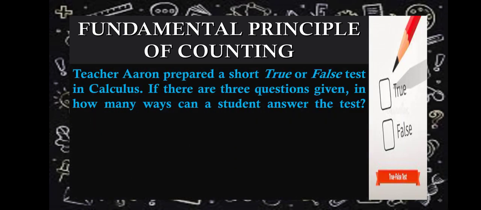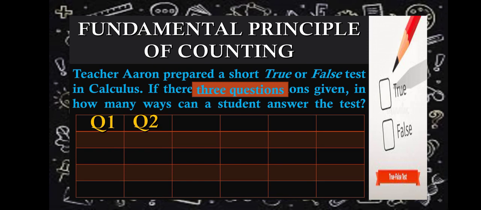Example. Teacher A1 prepared a short true or false test in calculus. If there are three questions given, in how many ways can a student answer the test? So here, we will need to determine the event. In this case, our event is taking a test which is in the format of true or false. How many questions do we have here? We have three questions. So that means we have three events: question number one, question number two, and question number three.